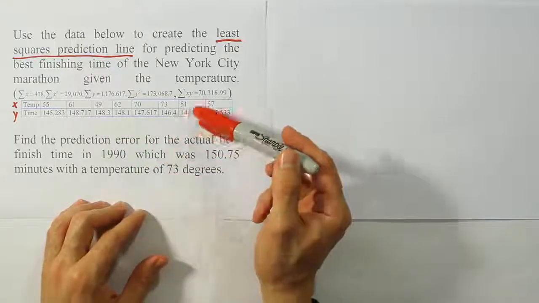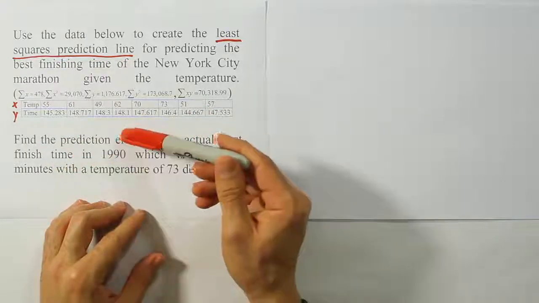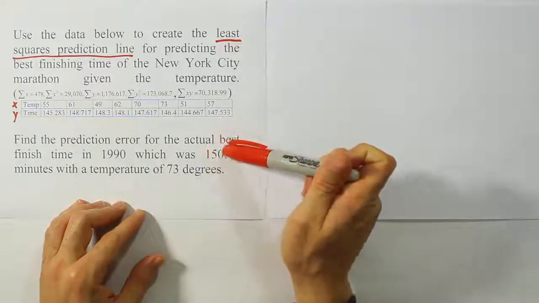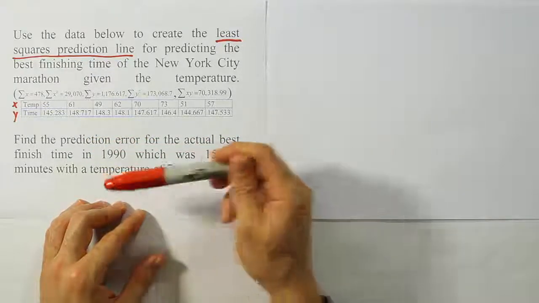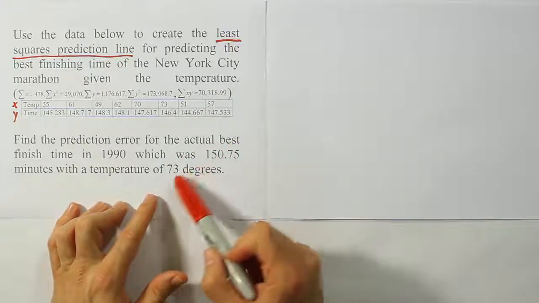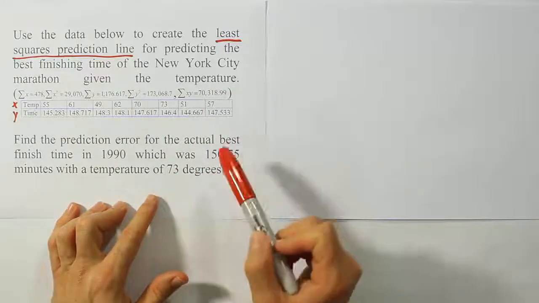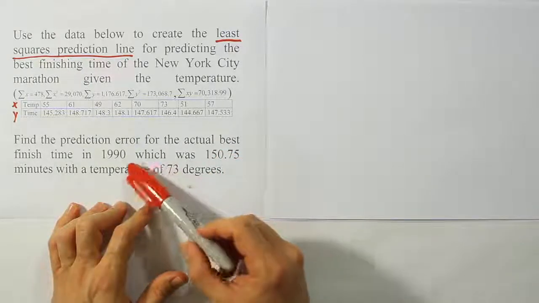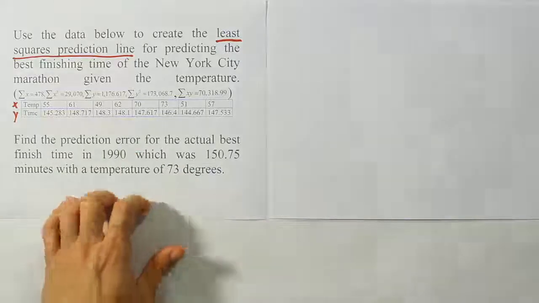Okay, so when we're done with that, we're going to answer this question, which is find the prediction error for the actual best finishing time in 1990, which was 150.75 minutes with a temperature of 73 degrees. So this is an actual pair of data values, right? It's an ordered pair, and we have the actual finishing time given the temperature was 73 for the race that was held in 1990. All right, let's work out the problem.